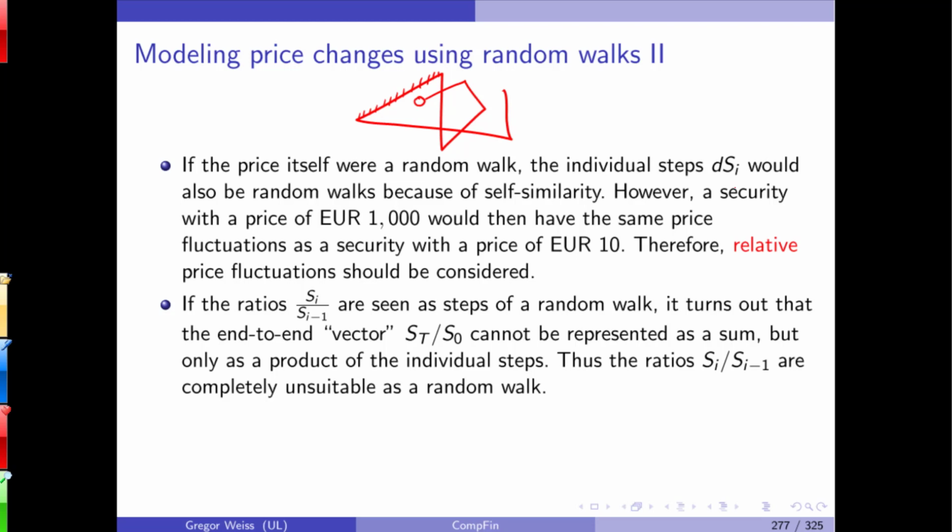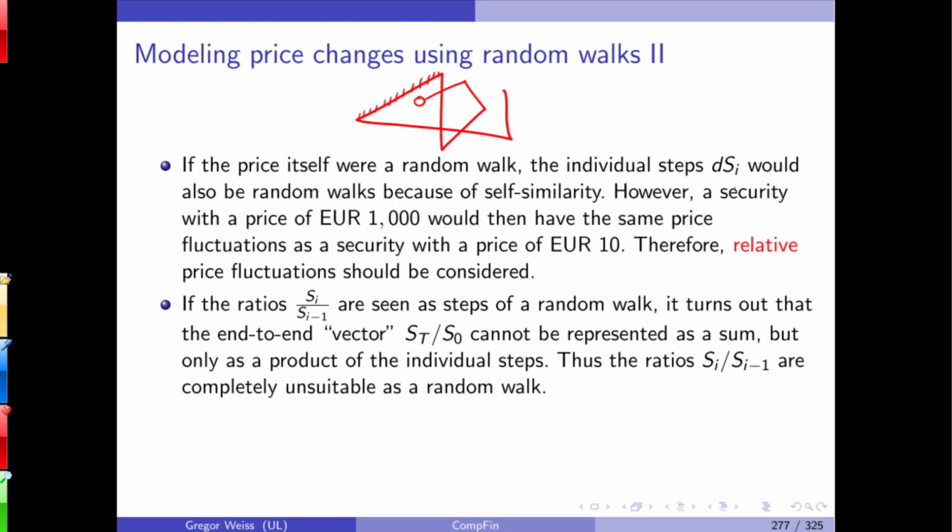However, a security, a stock with a price of, say, 1,000 euros would then have the same price fluctuations as a security with a price of 10 euros. And that's unrealistic. Therefore, we shouldn't use a random walk for the prices, but for relative prices, aka returns.